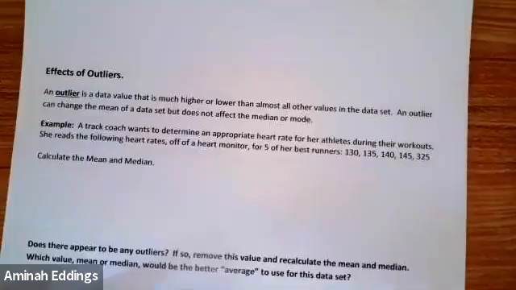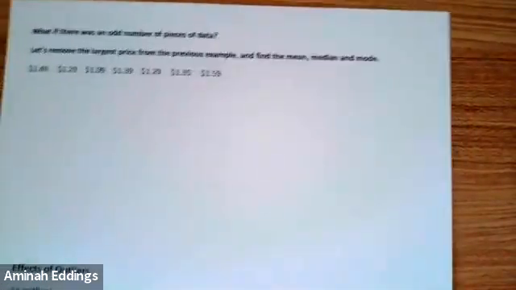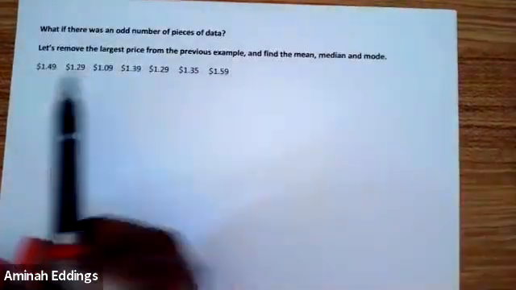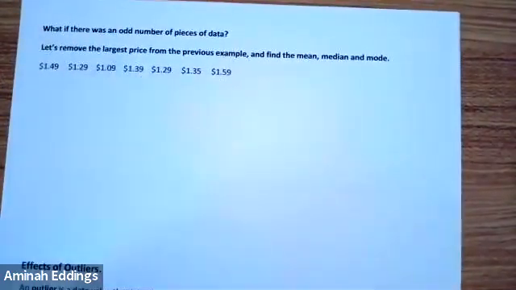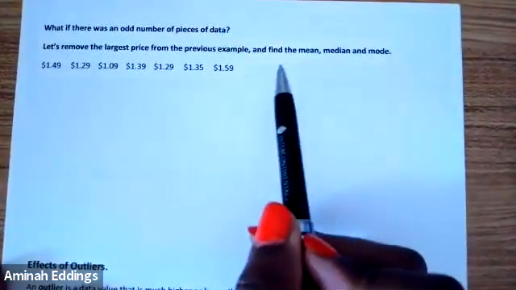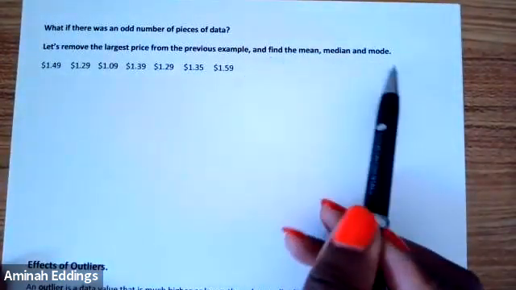Okay. All right. So what if there was an odd number of pieces of data? Let's remove the largest price and find the mean, median, and mode now. I want you all to take a moment and do that. So this is your new data set. The largest number was removed. Take a moment and find the mean, the median, and the mode.